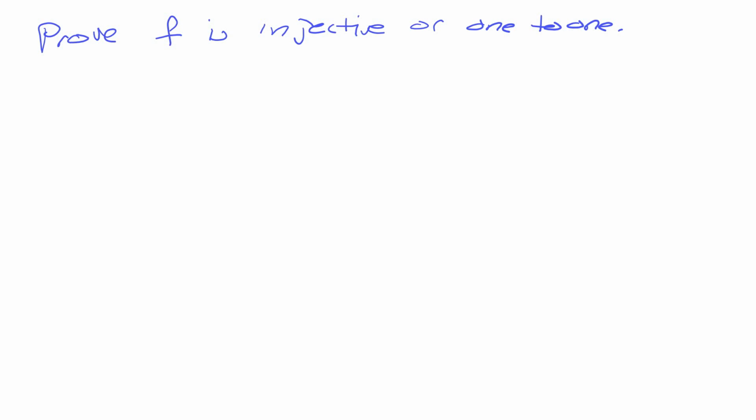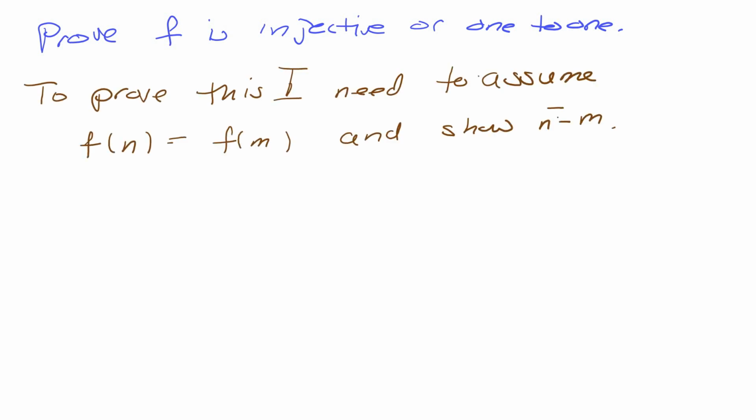And this is your goal. You're trying to get this to be your last line of your proof. So this is a shortened version of writing down all the things that you can use. I have to assume f of n equals f of m, and I have to show n equals m without telling anybody that my n and m live in Z, which I should have done.